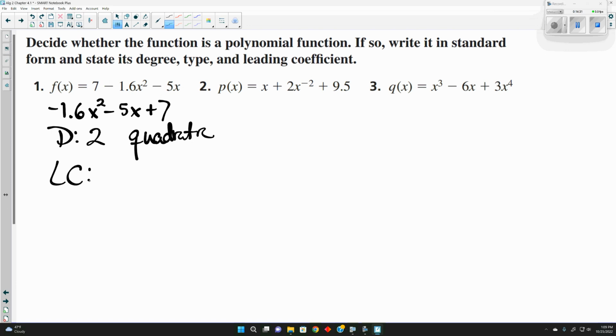Leading coefficient would be? Yes. Because the leading coefficient is always going to be the number in front of the variable with the biggest exponent. Now, a coefficient is just the number in front of the variables. Leading coefficient, yep.